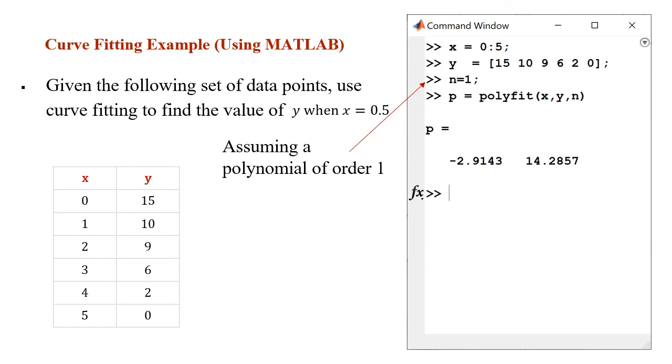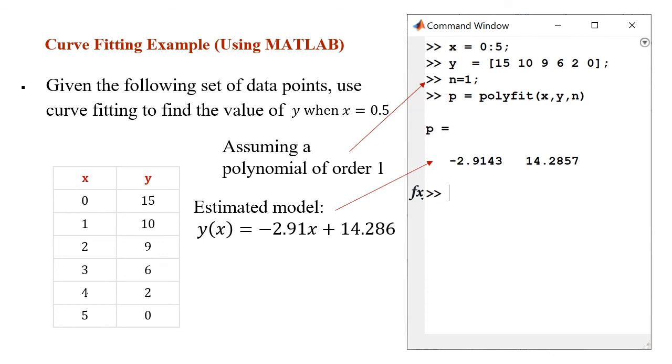So given the values of p, we can create a model or use these coefficients to write an expression that represents the data points that are given. So you can write the model as minus 2.91 times x plus 14.286. So we can estimate the value of y for a specific x using the first order polynomial that we just figured out.